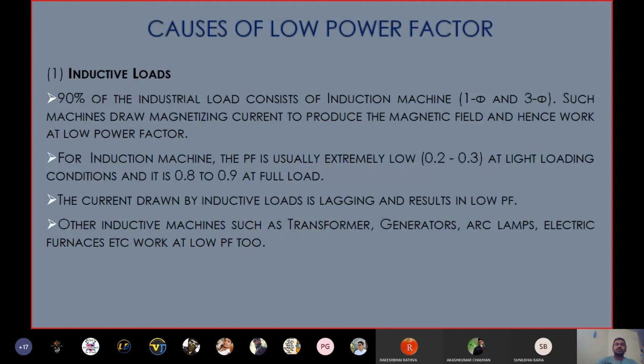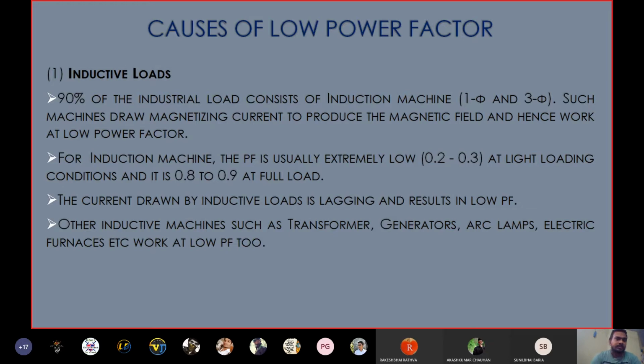Now, causes of low power factor. Which are the reasons of low power factor? First of all, the inductive load. Power factor always depends on the load, that is, which type of load is connected. As the type of load changes, the power factor will also change. So finally we can say that power factor depends on the type of load connected to the system or the equipment.